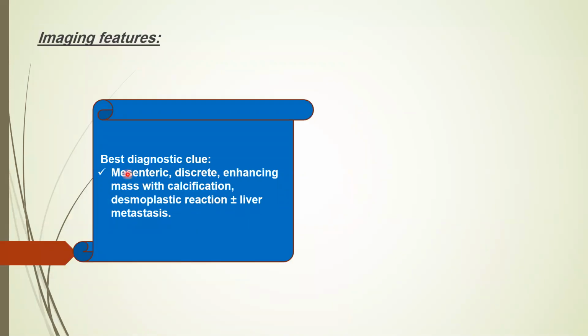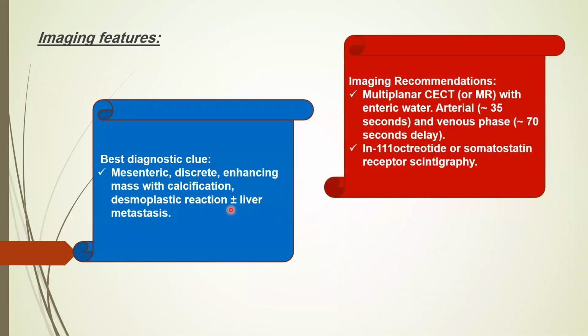The best diagnostic clue is the mesenteric discrete enhancing mass with calcification, desmoplastic reaction, plus or minus liver metastasis. The recommendation for imaging is multiplanar contrast-enhanced CT or MR, arterial phase and venous phase, and also the octreotide scan or somatostatin scan may be performed.